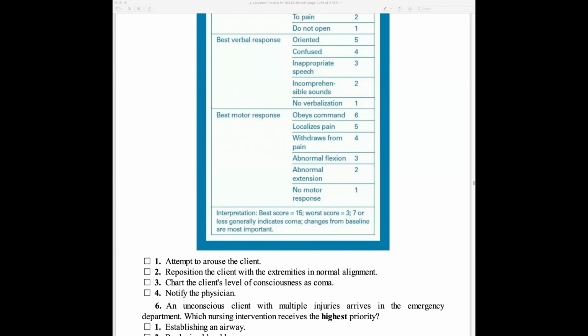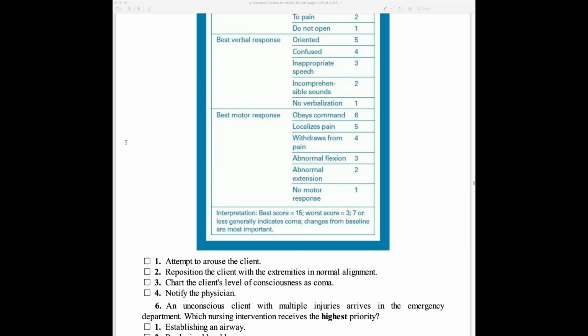What would you choose, guys? Only 2 people answered. Very, very good. The correct answer is 3.